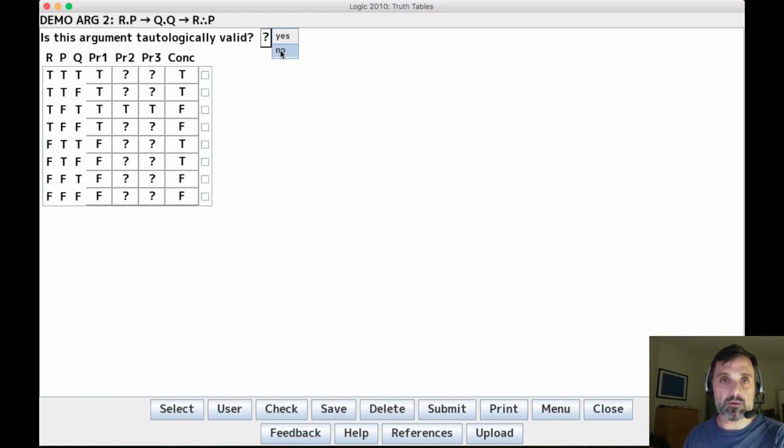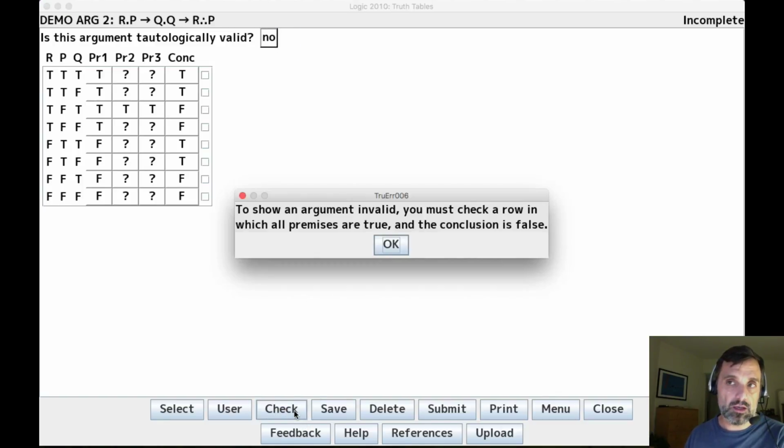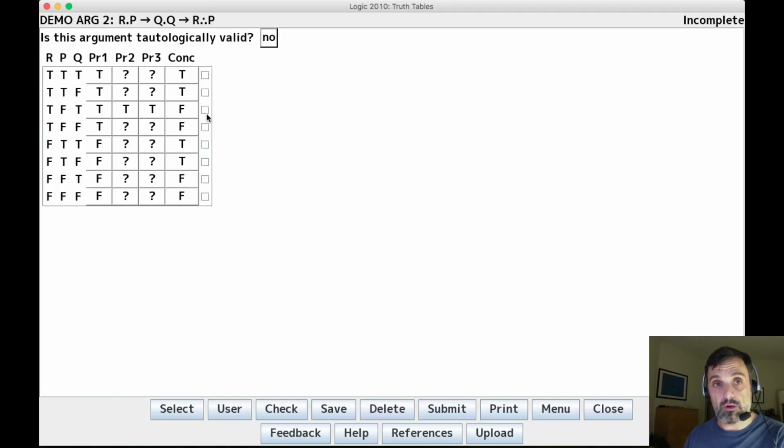So we want to say the argument is not valid. If we check it, it's going to say it's incomplete. We have to say which row is a counterexample row. So this is a counterexample row. So now we check it, and it's correct. So that's what you need to do.